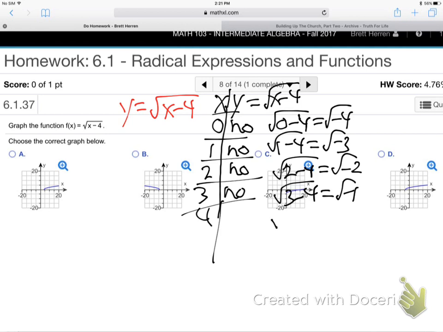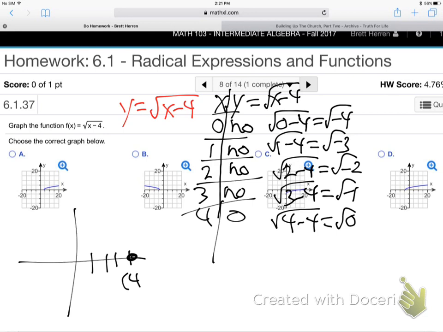Plug in 4. Square root of 4 minus 4. Square root of 0? 0. There's our first value. Over 4, up 0. The rest are no, no, no, no. I'm going to actually write no, no, no, no on my graph because that does help me to eliminate options. Which one of the graphs doesn't exist between 0 and 4?